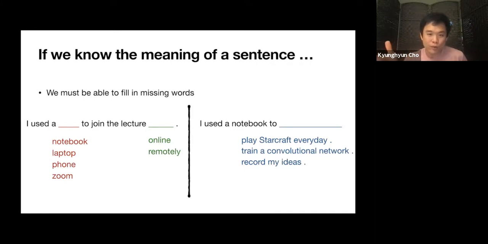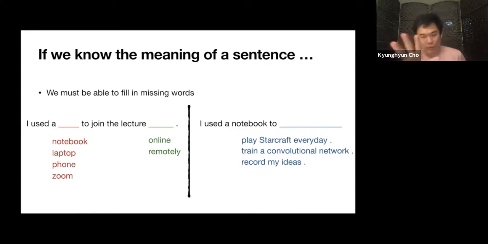At least that's what I used to do when I was a freshman and sophomore back in my undergrad years. I use a notebook to train a convolutional network. Perhaps this is what Professor Yann LeCun did when he was working on, or more like inventing, the convolutional network back then.